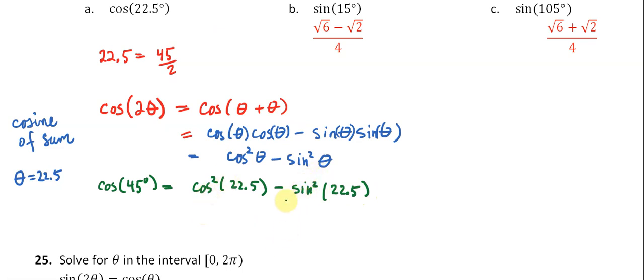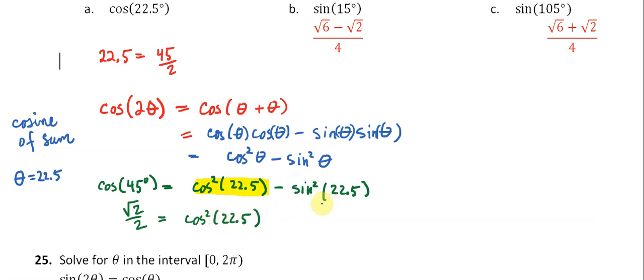And don't forget that this is what we're solving for, right? This expression right here is almost what we're solving for. We just need to be able to get that by itself. Cosine of 45 degrees, we know what the answer to that is already. We know that this is going to be equal to root 2 over 2. Cosine squared of 22.5, I'm going to leave that alone just because that's what I'm solving for. This is like a variable.